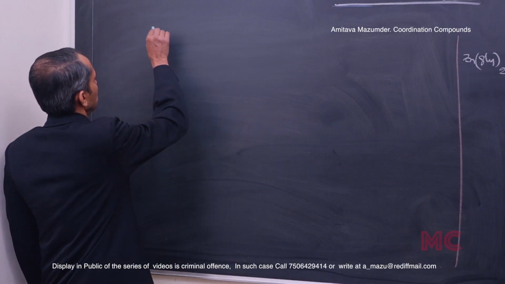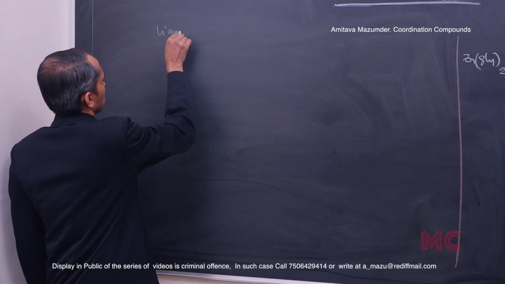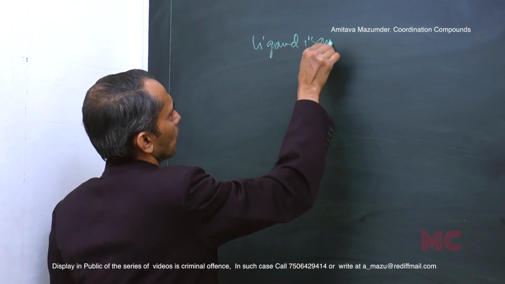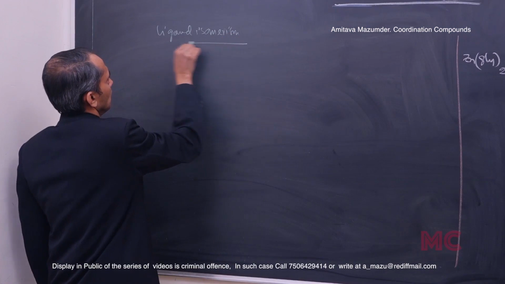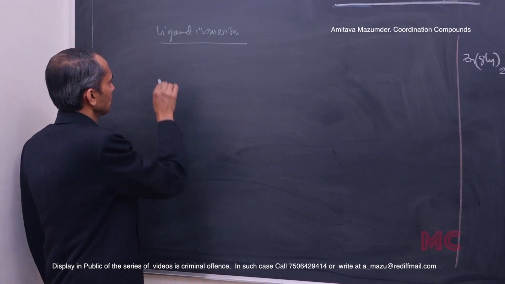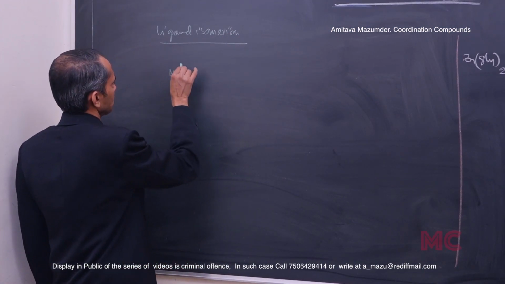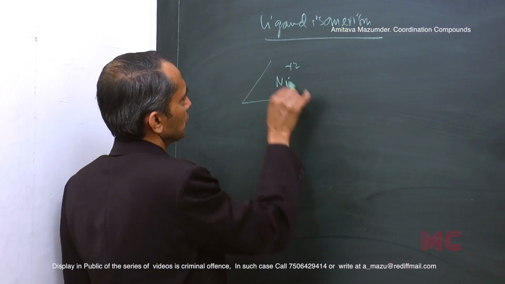Next we will talk about ligand isomerism. Ligand isomerism means this isomerism occurs due to the isomerism in the ligand. For example, let's say nickel with +2 over here, this is a square planar complex.